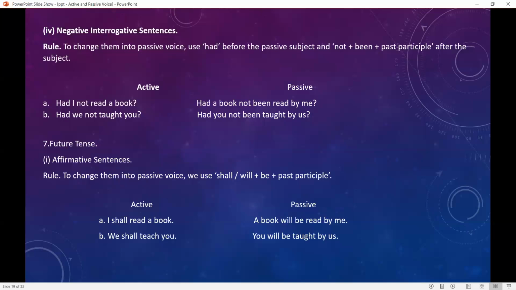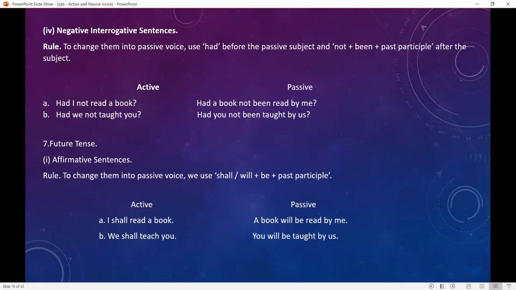Now the next is future tense. Under future tense, for the affirmative sentences, the rule to change them into passive voice is we use shall or will plus be plus past participle. You know all these basic things. You have seen in the earlier videos also how the tenses change. And that is how you have to apply.